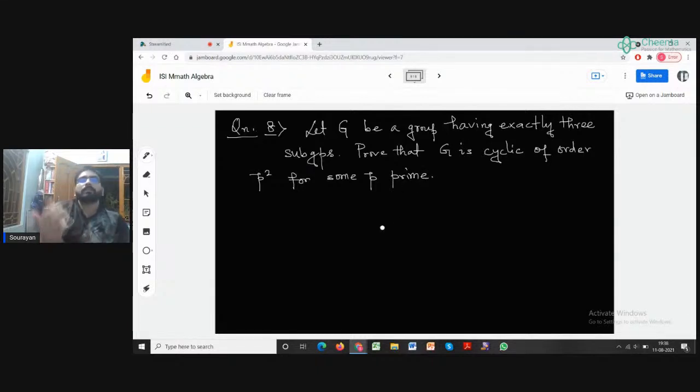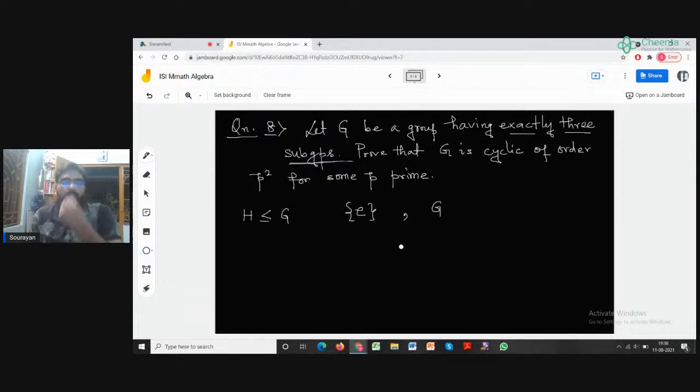Now see, the first thing that you should understand here is that having exactly 3 subgroups is the twist in the problem. Apart from this, everything will follow. So what does that mean? It has exactly 3 subgroups. That means G has only one non-trivial subgroup H. Other than this, the only subgroups of G are the identity and G itself.